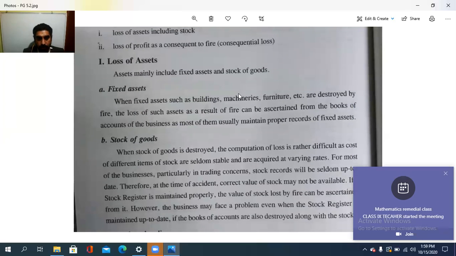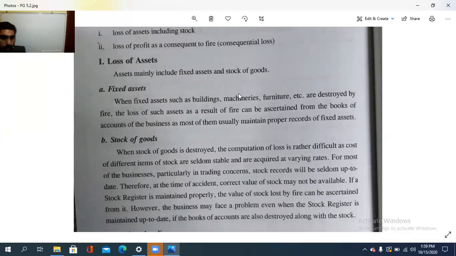While the stock of goods, when the stock of goods is destroyed, the computation of loss is rather difficult, as cost of different items of stock are seldom stable and accurate at varying rates. വാങ്ങിച്ച ഗുഡ്സിന്റെ വാങ്ങിച്ച ഐറ്റംസ് ഒരു വിലയായിരിക്കും. ഓക്കെ, പക്ഷെ അത് വിൽക്കുന്നത് പല വിലയ്ക്കായിരിക്കും. Isn't it? So cost of the different items of stock are seldom stable and are accrued at varying rates.